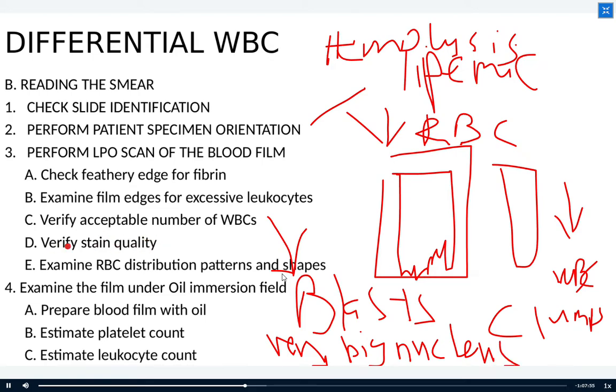Then another one would be your verify your staining quality. So your staining quality, if the stain is too dark or too pinkish, may problem sa stain mo dyan. It's either concentrated masyado yung ginamit na powder or so. Then you also have to examine the RBC distribution patterns and shapes. So if you see abnormal shapes of your RBC, if you see microcytes, macrocytes, you would have idea if the specimen is low in hemoglobin and so on.